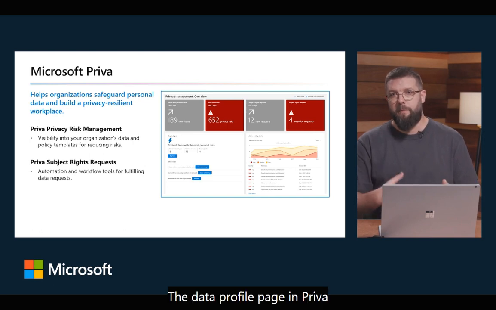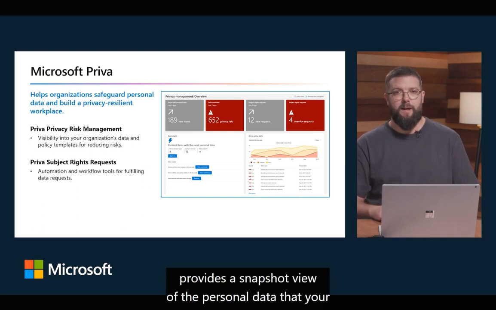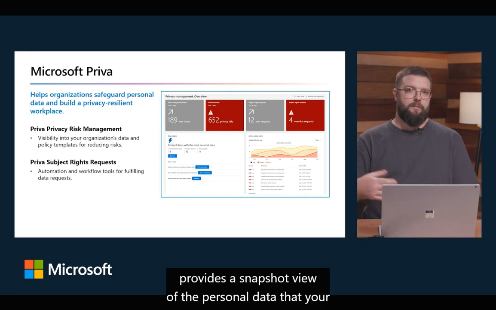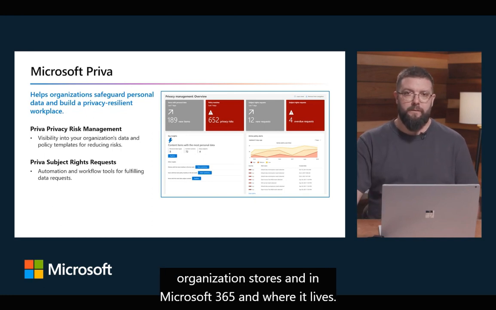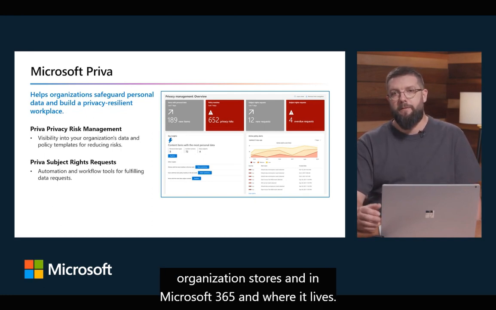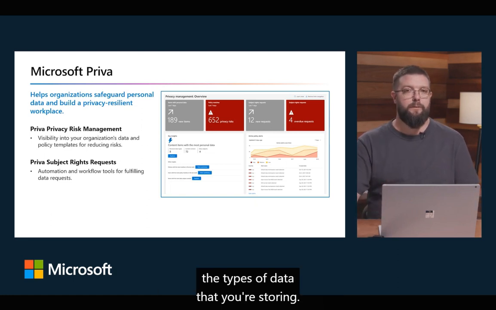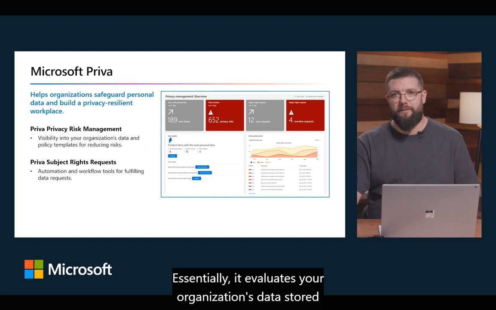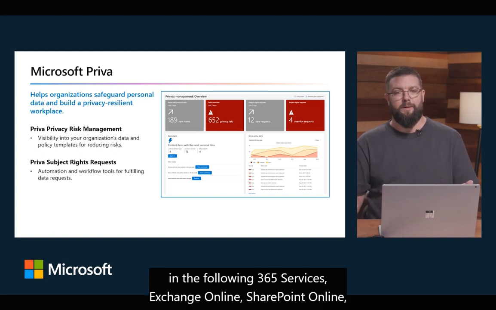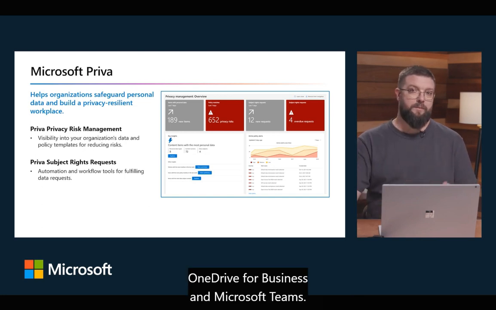The data profile page in Priva provides a snapshot view of the personal data that your organization stores in Microsoft 365 and where it lives, so you can also get insight into the types of data that you're storing. Essentially, it evaluates your organization's data stored in the following 365 services: Exchange Online, SharePoint Online, OneDrive for Business, and Microsoft Teams.